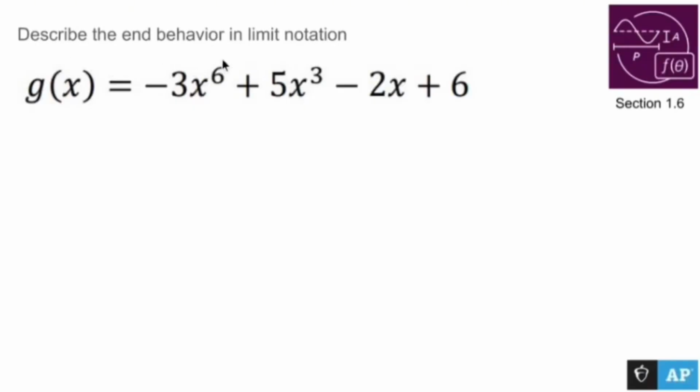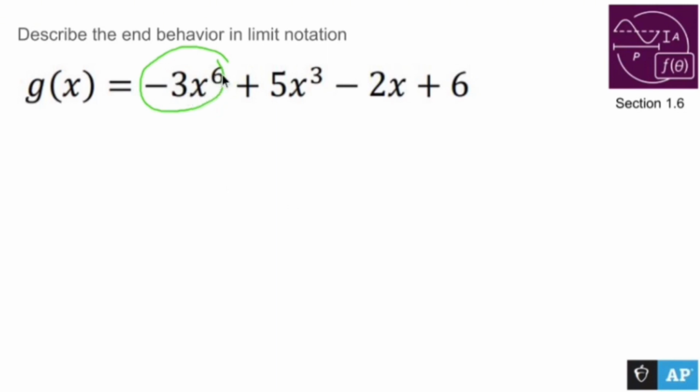Describe the end behavior in limit notation. Well, what I have here is I have a -3x to the 6th, and that is my leading term. So two things that we're going to look at. I'm not going to draw this picture as accurately as humanly possible. This is what I know. This is an x to the 6th power.